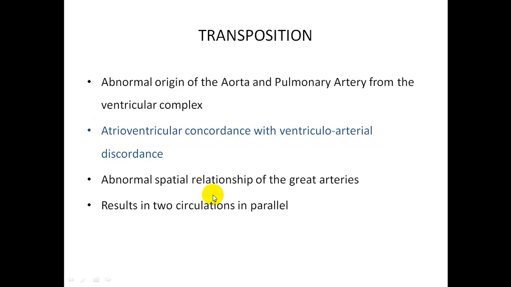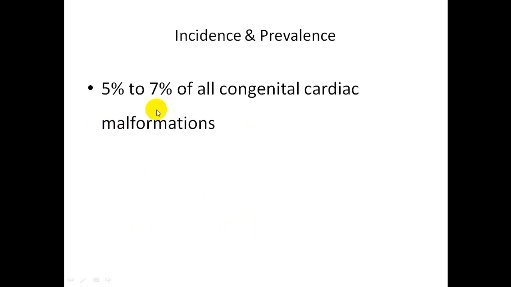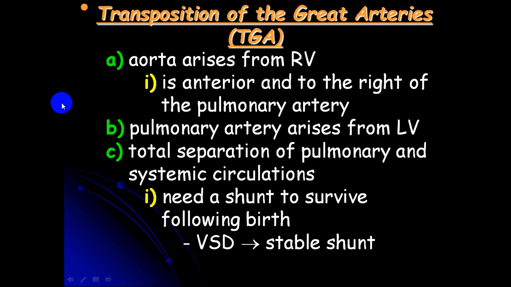The abnormal spatial relations of the great arteries result in two parallel circulations. Think of it as two circulations that do not mix. This accounts for 5 to 7% of all congenital malformations. In TGA, the aorta arises from the right ventricle, anterior and to the right of the pulmonary artery, and the pulmonary artery arises from the left ventricle. There is total separation of the pulmonary and systemic circulation, a parallel circulation that does not mix.